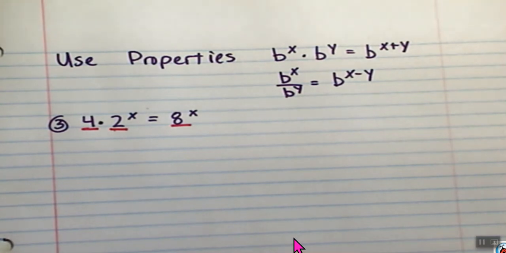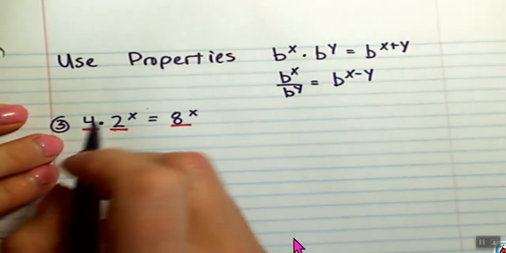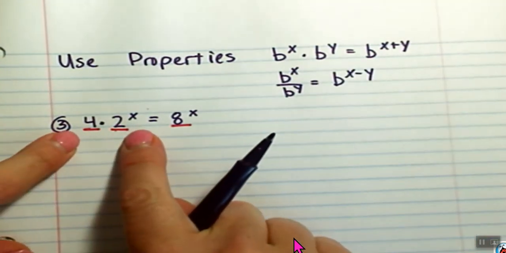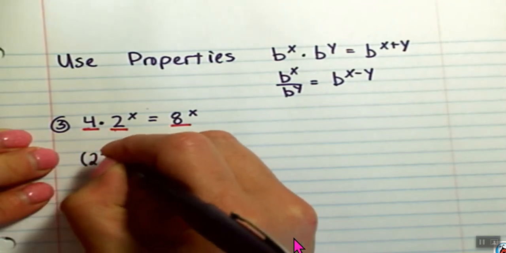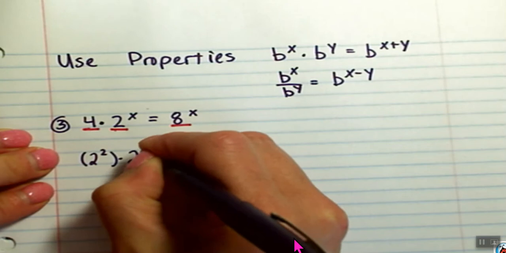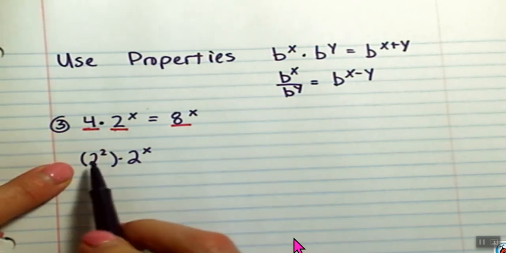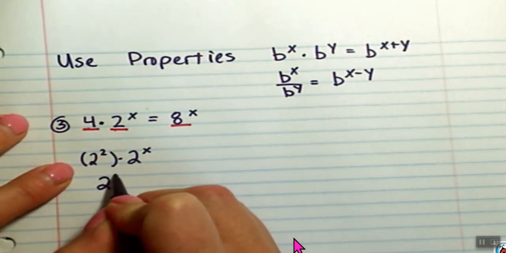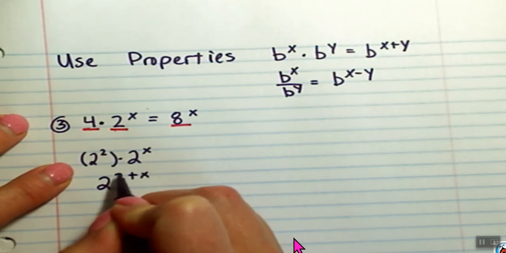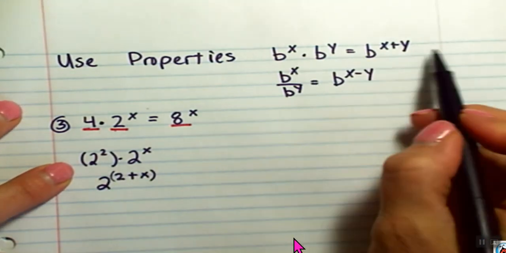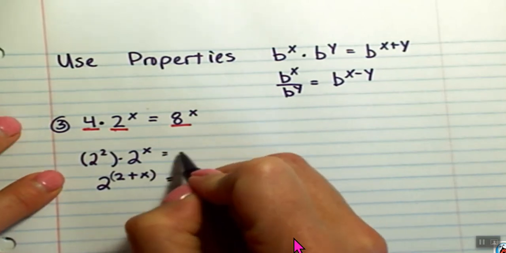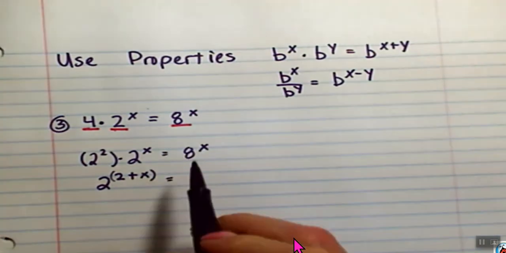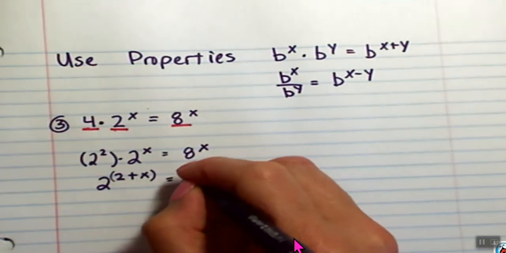And I'm going to try to write this with the base of 2 because that's going to allow me to work on these properties. So I'm going to look at this left side and I'm going to try to combine it. So we get 2 squared times 2 to the x. So this side here turns into 2 to the 2 plus x because of my property here. And then I'm just going to leave the other side, which is 8. So how do I write 8 as a base 2?